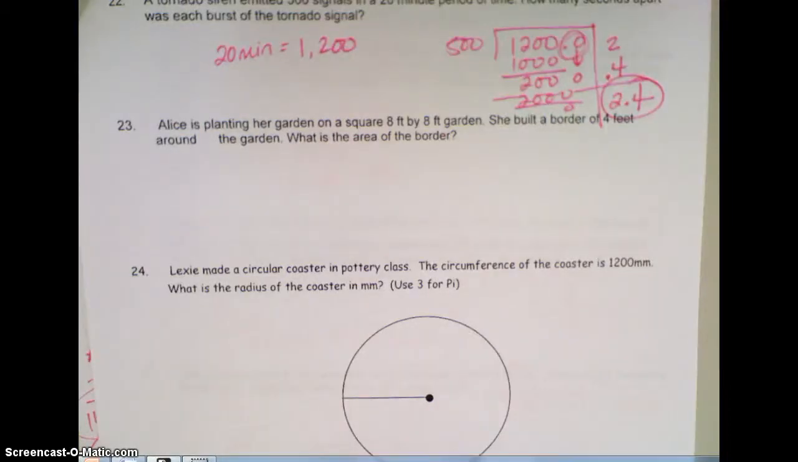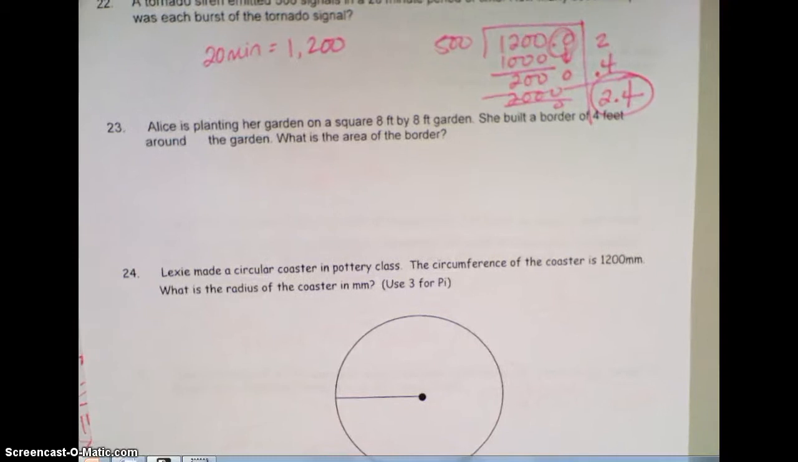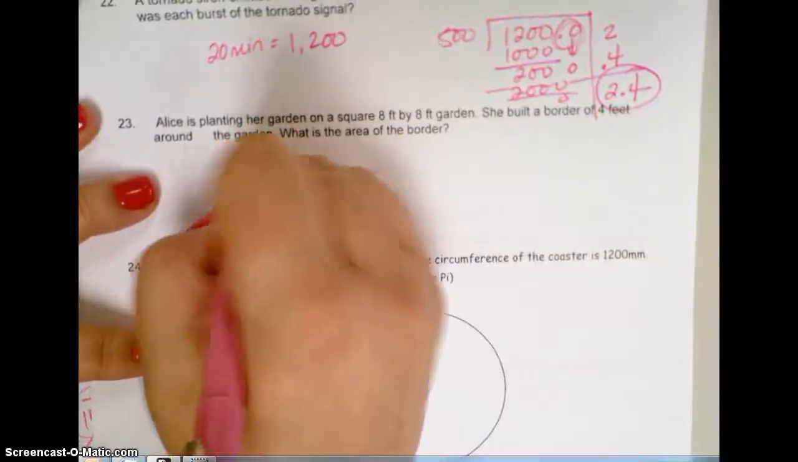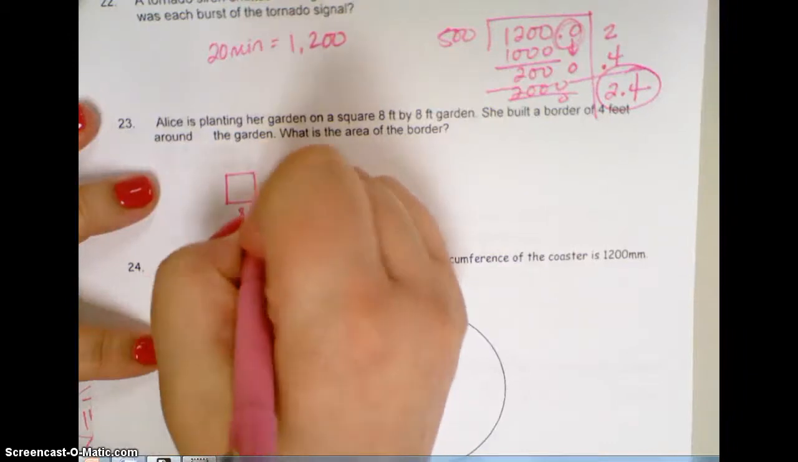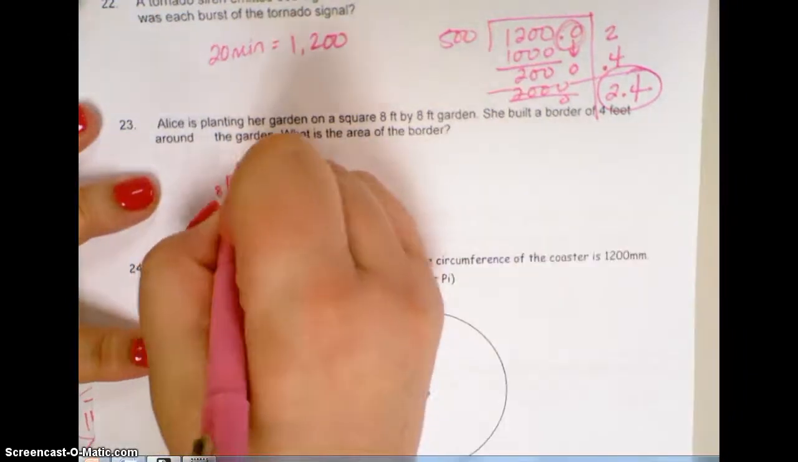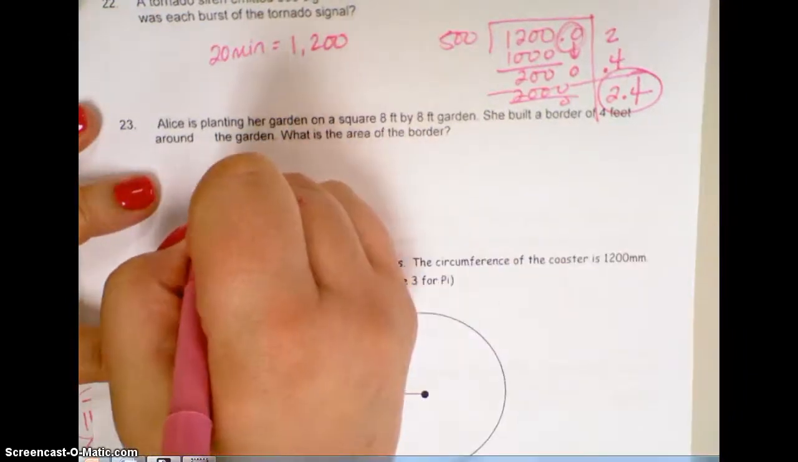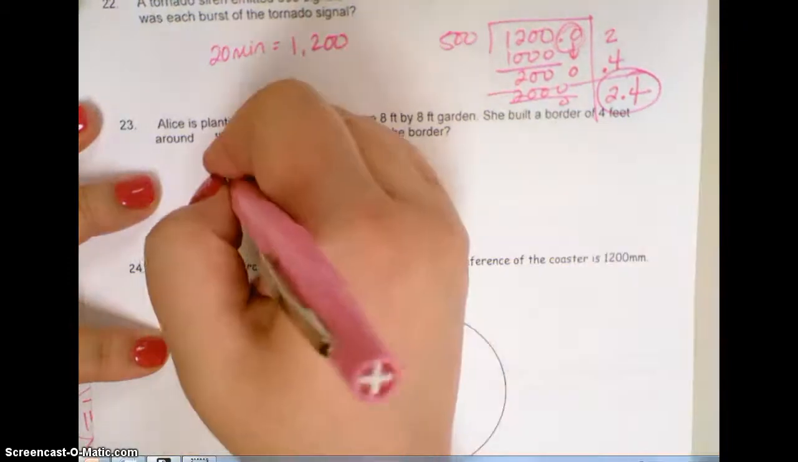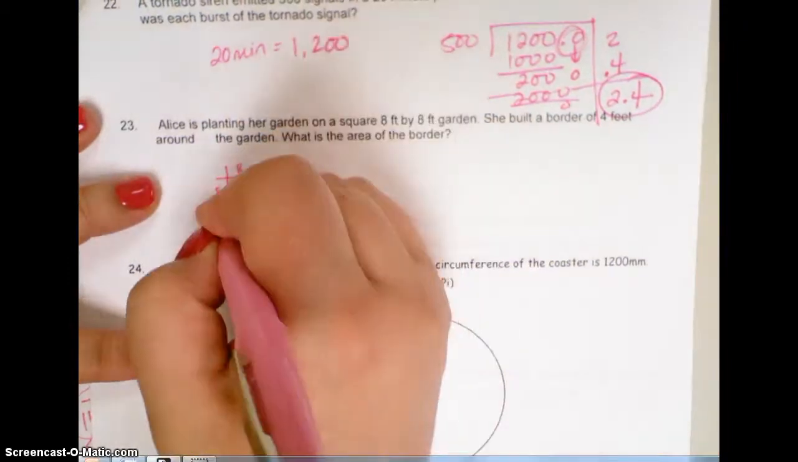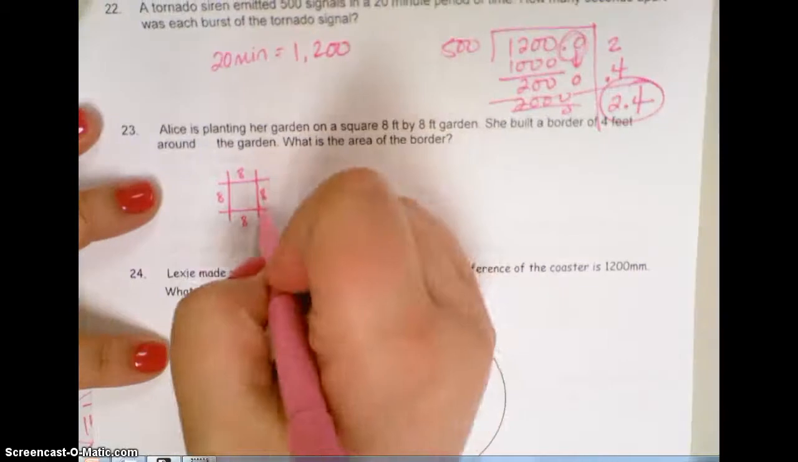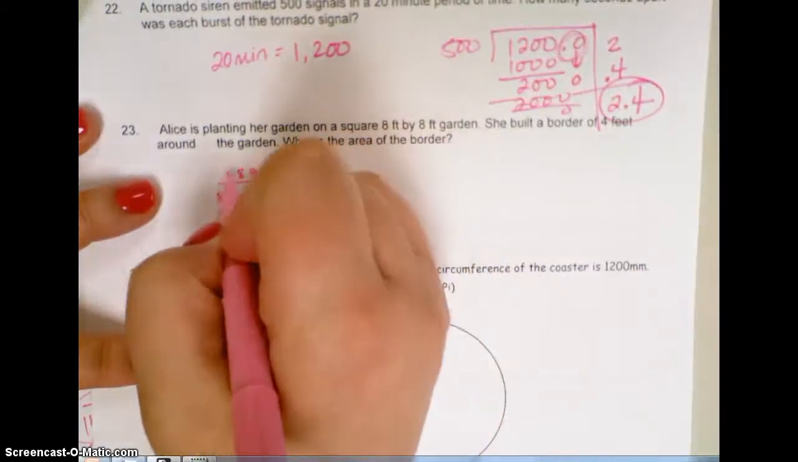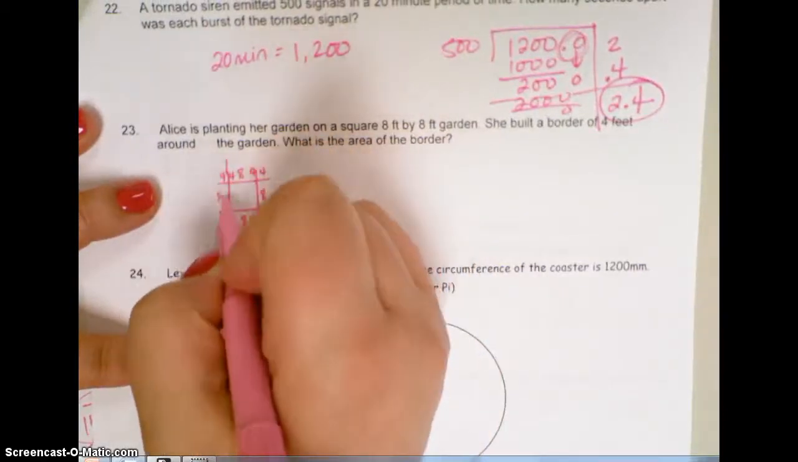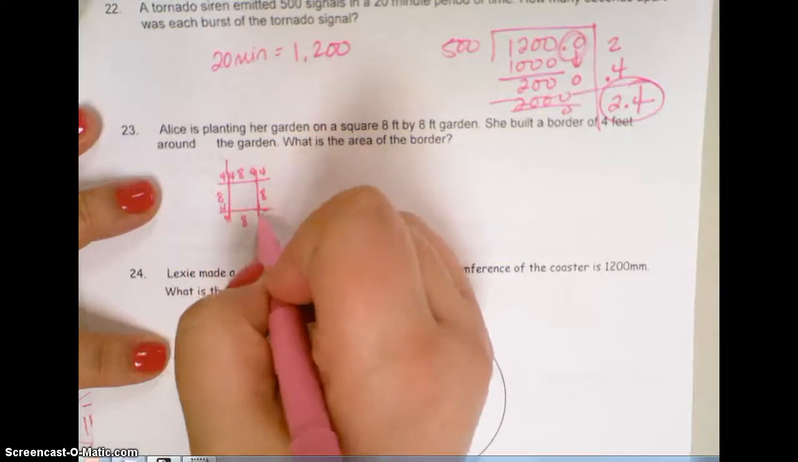Alice is planting her garden on a square 8 feet by 8 foot garden. She built a border of 4 feet around the garden. What is the area of the border? The reason this is difficult is because a lot of you don't add enough to each side. Okay, so if this is my garden and it's 8 feet by 8 feet, okay, think about it like this. Okay, then I'm going to add my border, and it's going to be 4 feet all around. A lot of you only add 4 feet one way. I have to add 4 feet here, and 4 feet here, and 4 feet to this length, and 4 feet to this width. Okay, 4 feet, 4 feet, 4 feet, 4 feet.